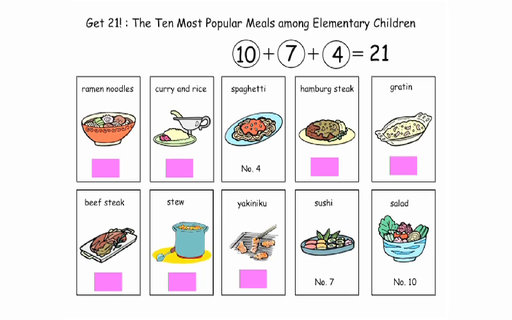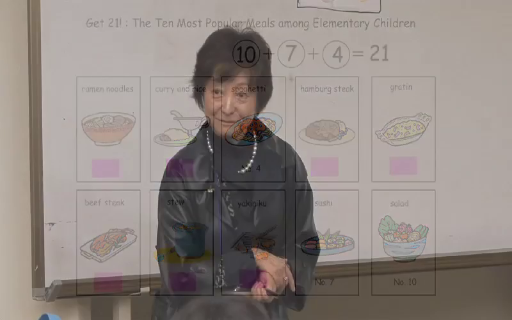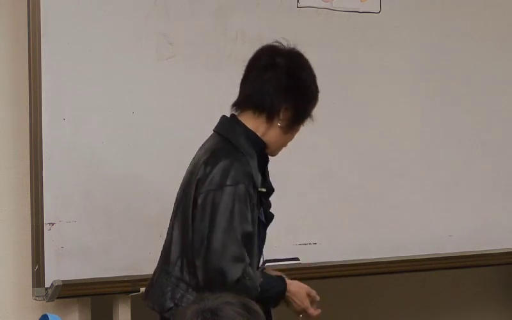Now, this should be very different from the list of Korean children, right? Number 10, the least popular, is salad, so you get 10 points. If you get sushi, that's number 7, so you get 7 points. And spaghetti is number 4, so you get a total of 21 points. Do you get the idea?